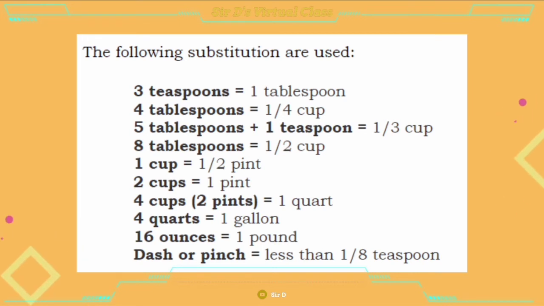2 cups is 1 pint. 4 cups or 2 pints is 1 quart. 4 quarts is 1 gallon. 16 ounces is 1 pound. And a dash or pinch is actually less than 1/8 teaspoon.